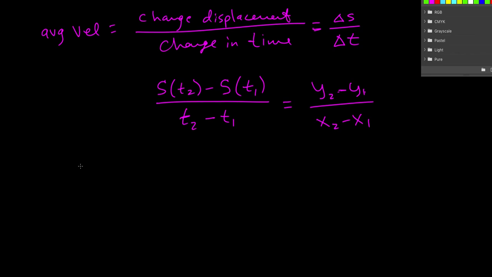It says a particle moves in a straight line with displacement from the origin given by s of t equal to 3t minus t squared, and that's measured in meters, and t is in seconds. Okay, find the average velocity for the time interval from t equals 2 to t equals 5.